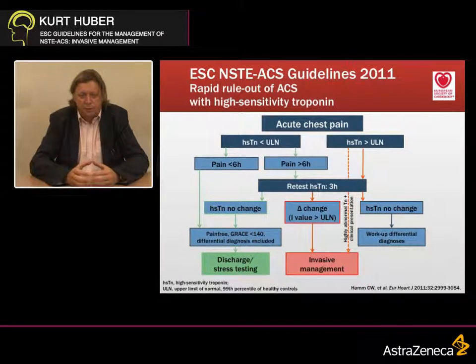This is a flow diagram with respect to the rapid rule-out of acute coronary syndromes with high-sensitivity troponin. So patients with acute chest pain get a measurement of high-sensitivity troponin. It doesn't matter whether it's troponin I or troponin T.